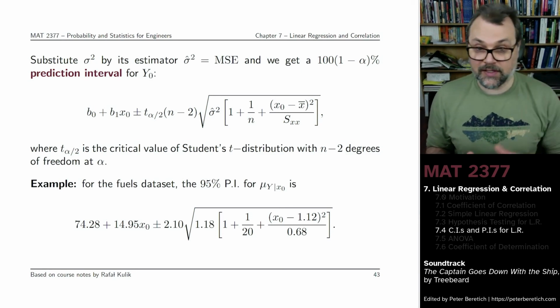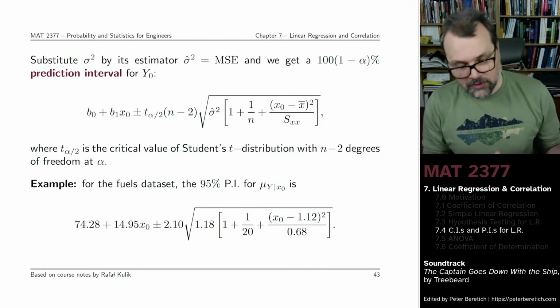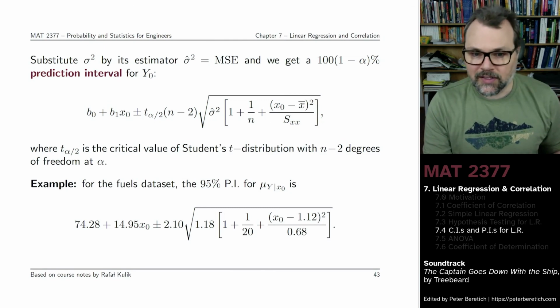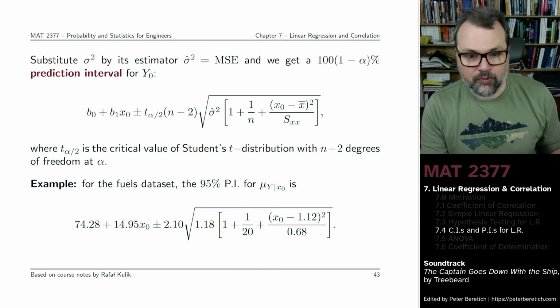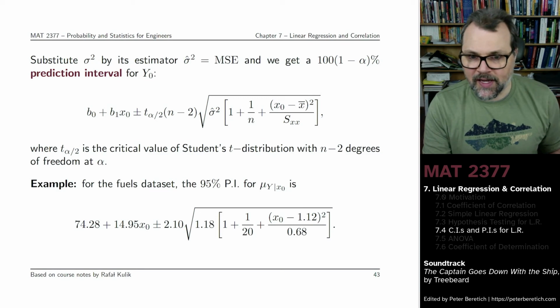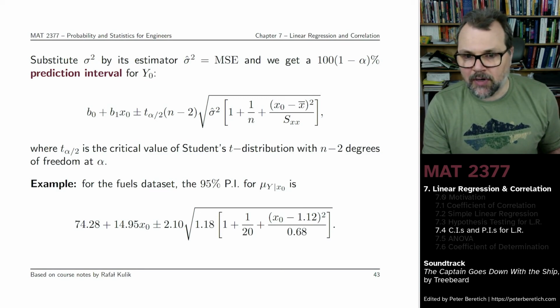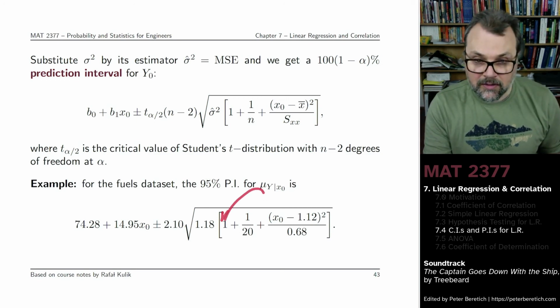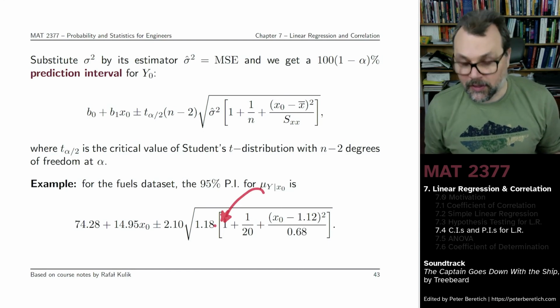So for the fuels data set, the 95% prediction interval would be obtained by replacing all of the quantities in here by their appropriate values. We do have the MSE at 1.18, we have b0 at 74.28, b1 at 14.95. The critical value for 95% doesn't change, it's still 2.10, n is 20, x bar is 1.12, Sxx is 0.68. None of this has changed, but now we add an extra term 1 here.